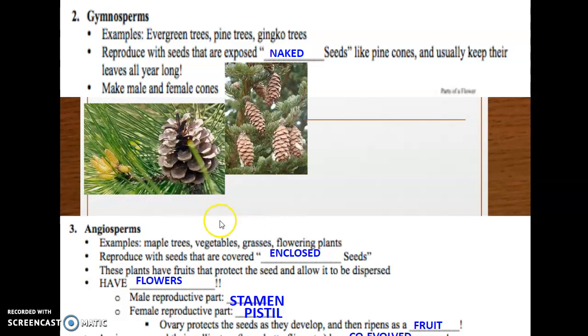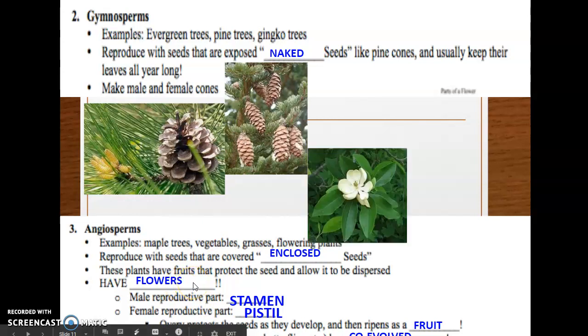Again, the key thing with angiosperms is that they have flowers, where the male reproductive part of the flower is called the stamen. I always remember male, men, stamen, and the female reproductive part is called the pistil. The ovary protects the seeds as they develop, which eventually ripens to a fruit. So when you eat a fruit, that's really just a ripened ovary.